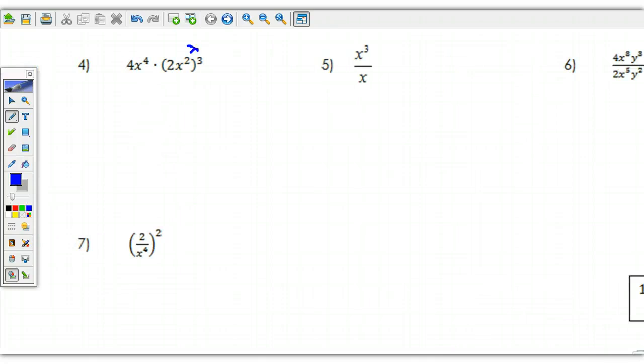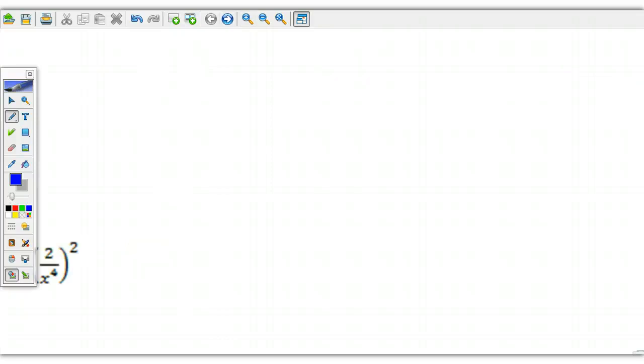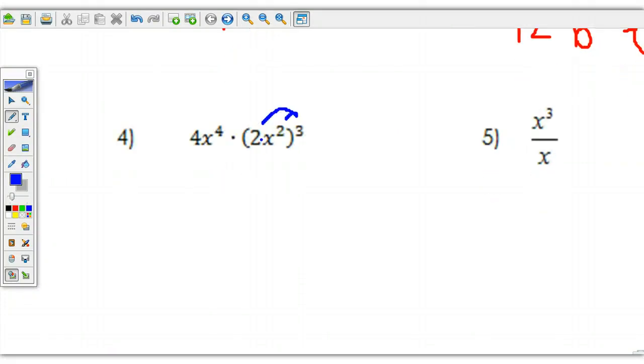On number 4, we're getting a little more complicated. We have to distribute the exponent of 3 to the 2 and the x squared. And then we'll combine it with everything else that we have. So I'll zoom in here to make it a little better. So we'll bring down the 4x to the 4th. And then we have 2 to the 3rd power. And remember, 2 to the 3rd power is really 2 times 2 times 2. And then x to the 2nd to the 3rd. That's one base to 2 exponents. It's the multiplication rule, so we get 6.